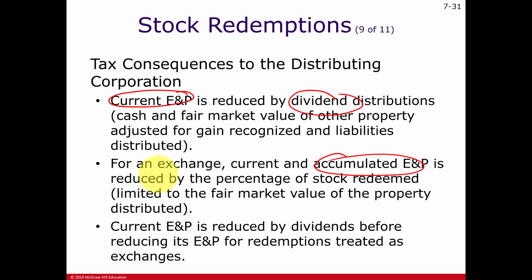In the case of an exchange, we also have to reduce the earnings and profits, but not necessarily by the dollar amount of what was distributed, but by the percent of the stock that was redeemed. So if you redeem 10% of the stock, you have to reduce the accumulated earnings, the earnings and profits, by 10%. Here it says, but not more than the fair market value of the cash or other property that was distributed.